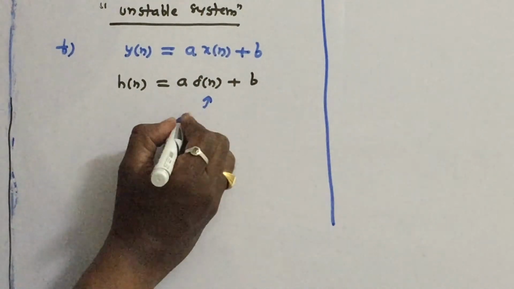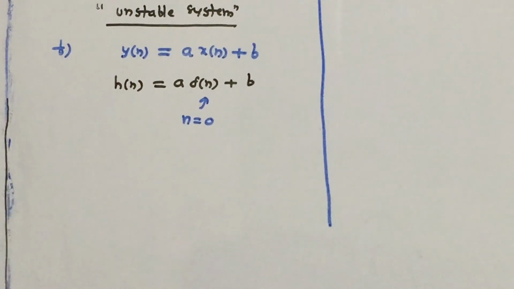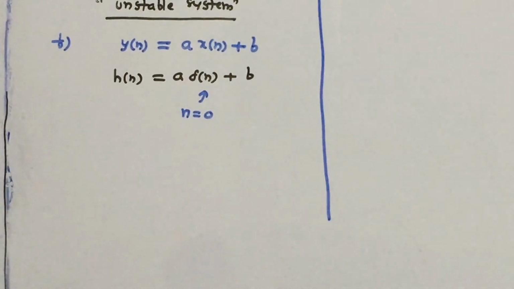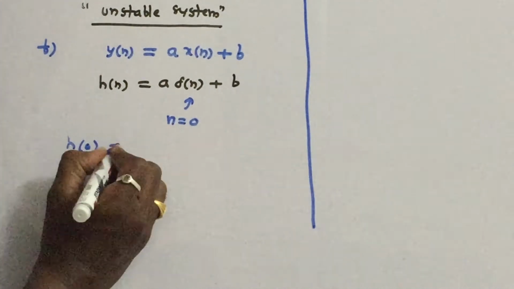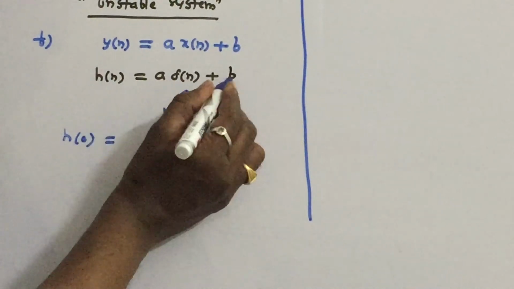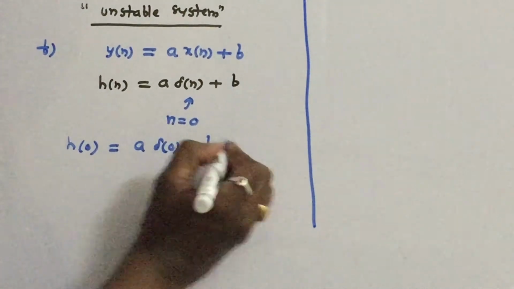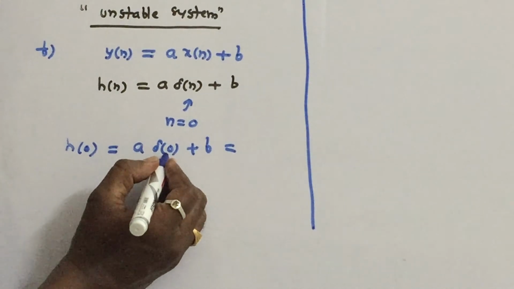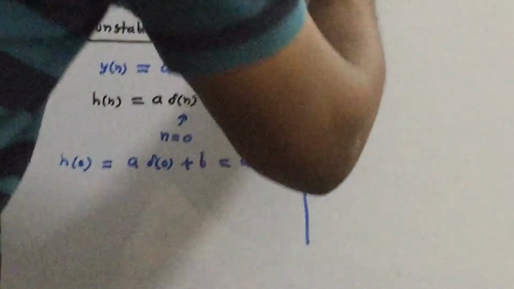You can see that this impulse exists at only n is equal to 0. So let us substitute, for example, h of 0. What is h of 0? a into del of 0 plus b. Del of 0 value is 1, so it will result into a plus b.